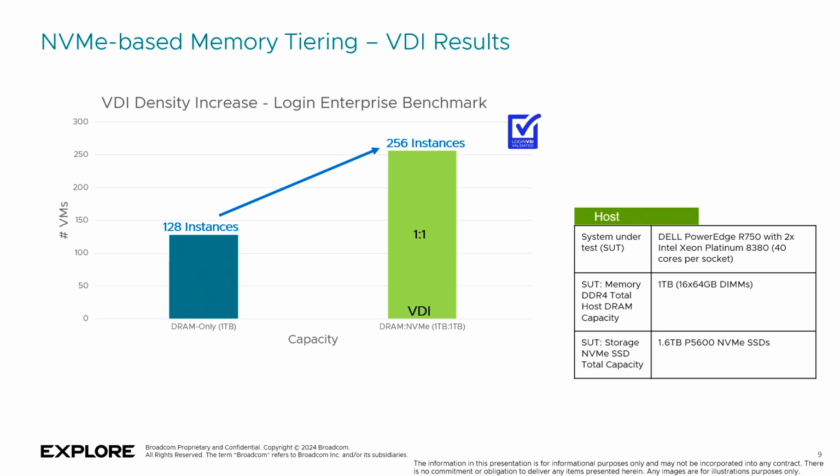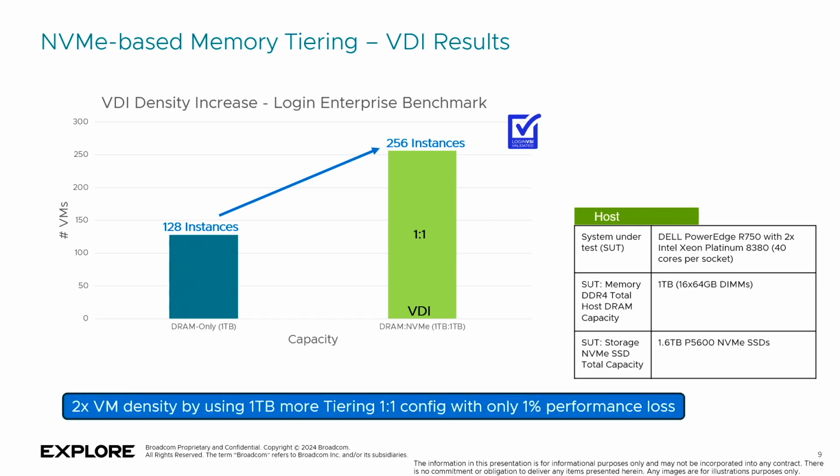So when we allocate 2 terabytes, you get a linear increase, which is you get up to 256 instances now. And basically you get twice the density, right? Without compromising on any other aspect of your server. And it only gives a slightly smaller performance, only a 1% performance loss overall.